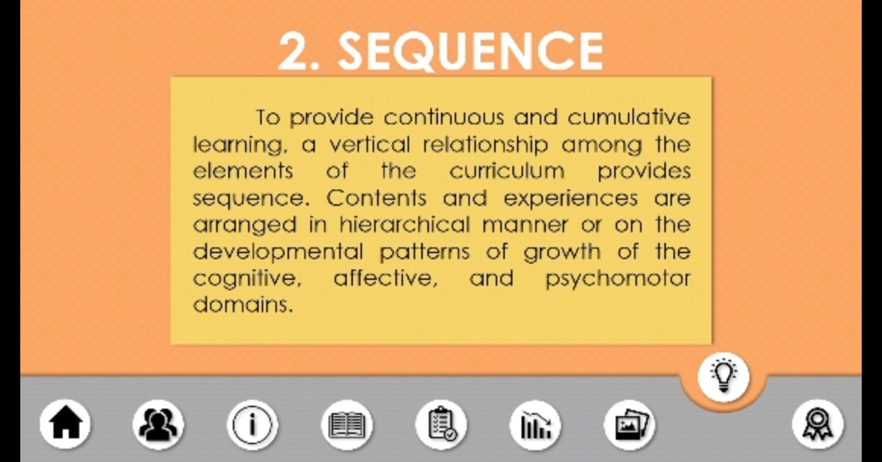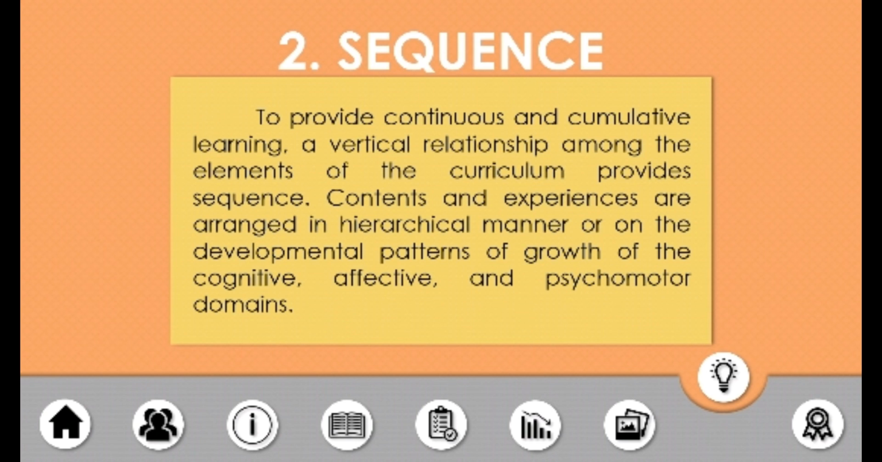So in order to provide continuous and cumulative learning, a vertical relationship among the elements of the curriculum provides sequence. From the word itself, vertical relationship. Because if you're going to visualize a vertical relationship, everything has to be in order so that the flow will be very smooth. It will be very continuous. And that actually plays a very crucial role in the success of the curriculum design. If everything is well organized, well sequenced, and really aligned, that curriculum design has a very big chance or probability of being successful.